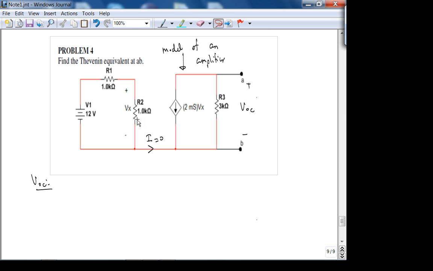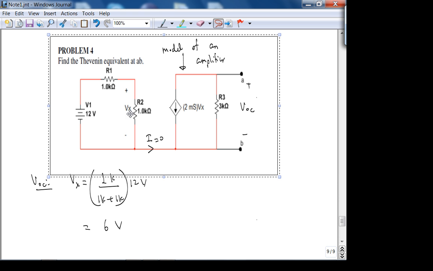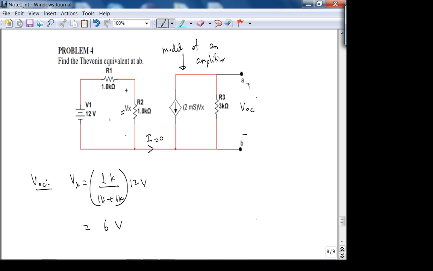Yes, you might have seen this in 2050. If you didn't, it's fine. So Vx by voltage divider is given by 1k over 1k plus 1k times 12 volts, so 6 volts, right? Equal resistors, the voltage divides equally. So this is 6 volts.